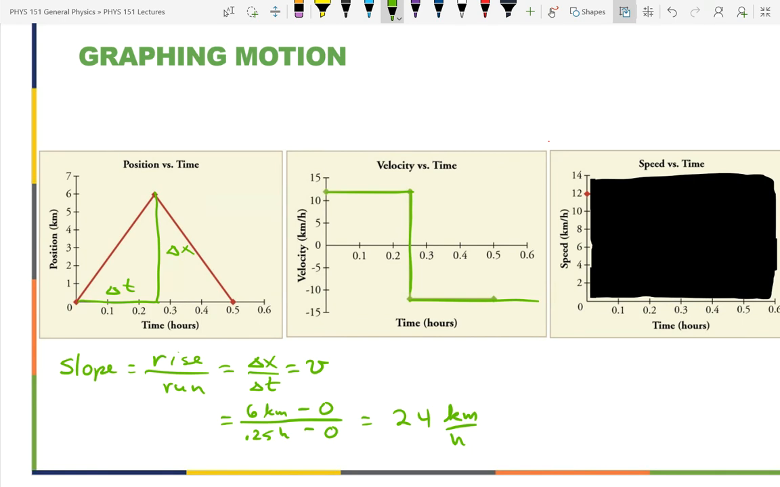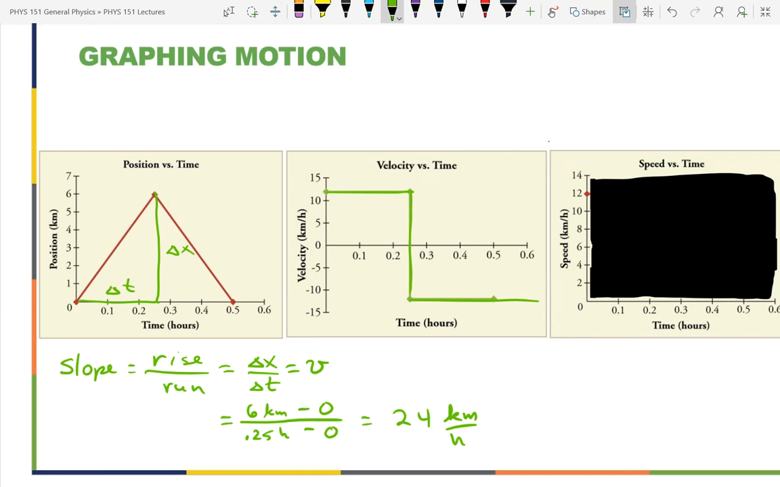What about speed versus time? Velocity versus time, we've got. What about speed versus time? How's that going to compare to velocity versus time? It's going to be constant all the way. Why is it constant all the way?